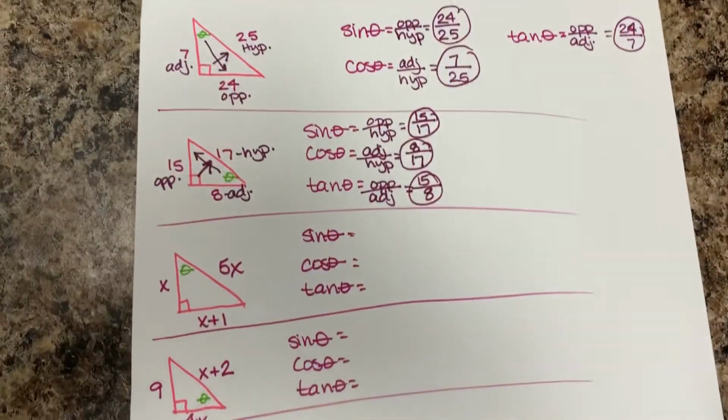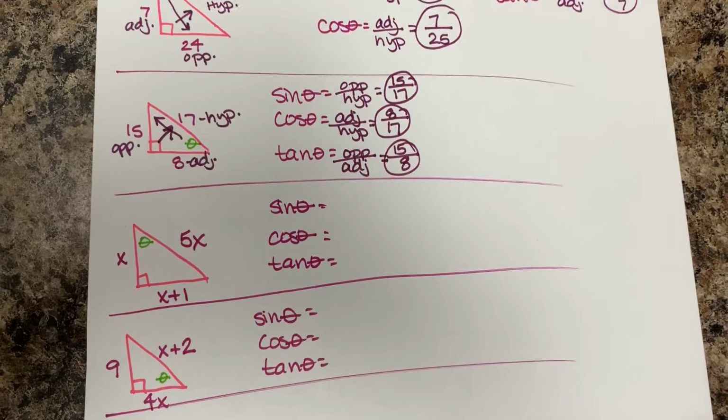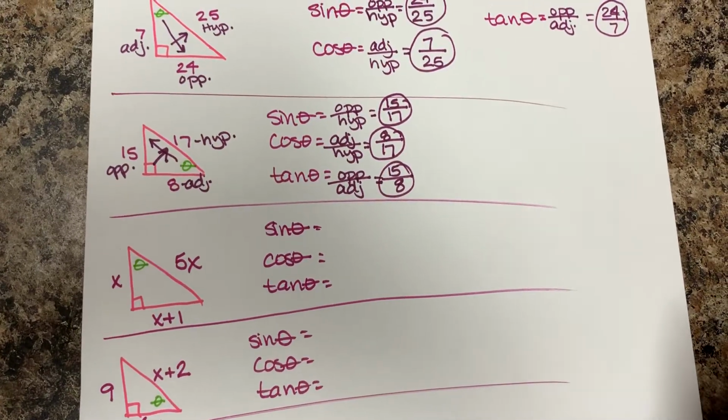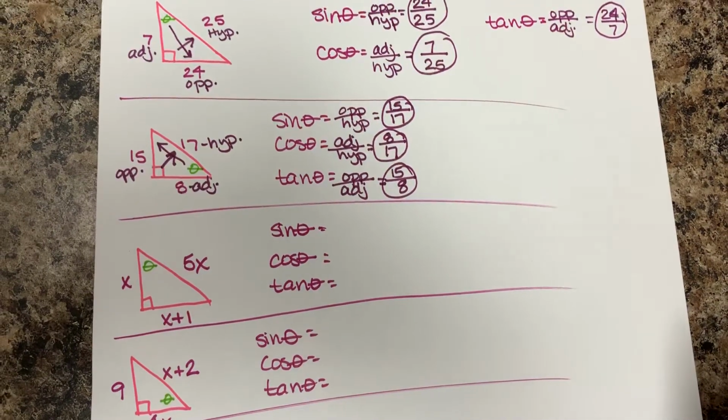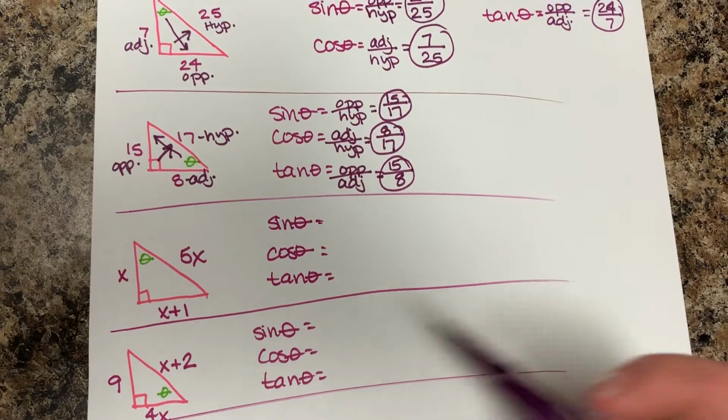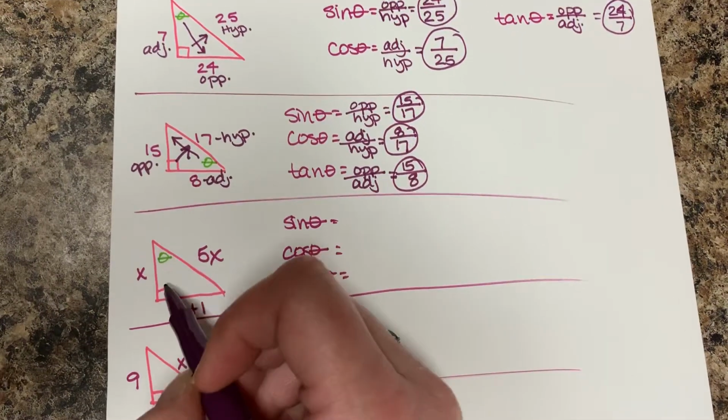Okay, so now we're going to do one. It's the same process. It's just we have variables in it, but that's not going to change anything as far as how we set up the ratios. Okay, so let's identify our sides.